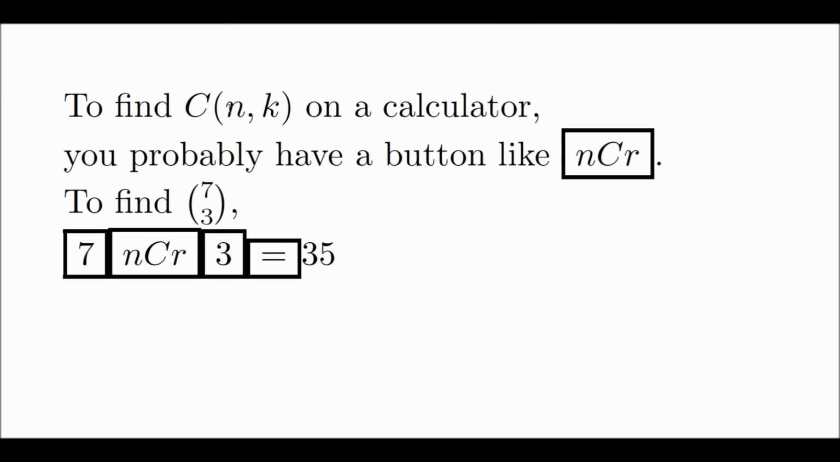If you want to find N choose K on a calculator, you'll probably have a button that looks like this, maybe nCk or nCr. So you'll have a button like that on your calculator. If you want to find 7 choose 3, you'll type in 7, you'll hit this button, it'll be somewhere on your calculator, then you'll hit 3 and hit equals, and that should give you 35. So you could find this on a calculator easily. You don't have to plug these numbers into the formula. You could just use a calculator here.